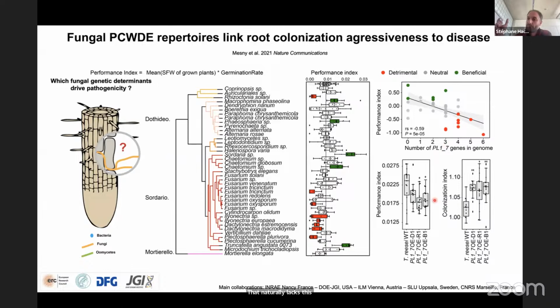We took a copy of PL1-7 from a detrimental fungus and overexpressed it in this PL1-7-free genetic background. What we observe is that this fungus becomes much more efficient at colonizing Arabidopsis roots, and this increase in colonization aggressiveness was associated with a negative effect on plant performance. Again, this suggests that these fungal pectin-degrading enzymes are important for root colonization and for the detrimental effect that we observed in monoassociation experiments.